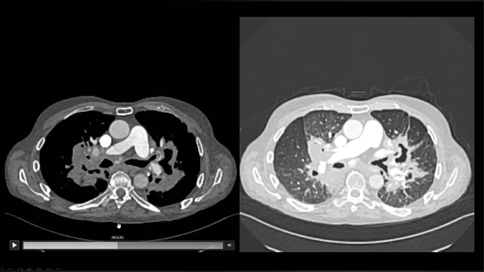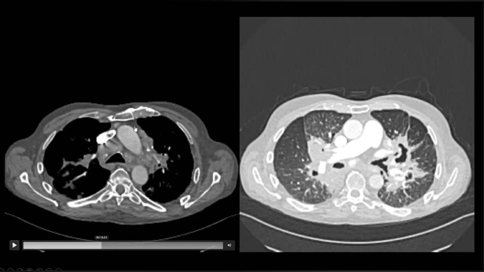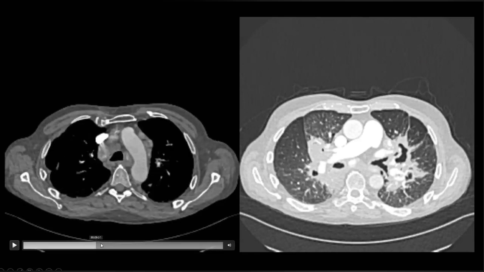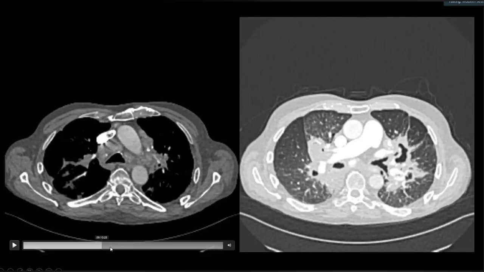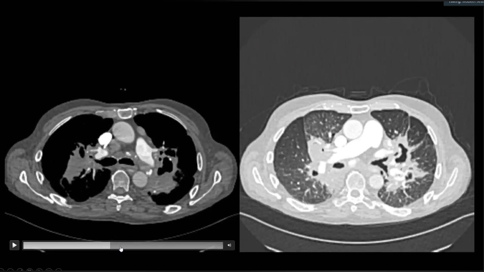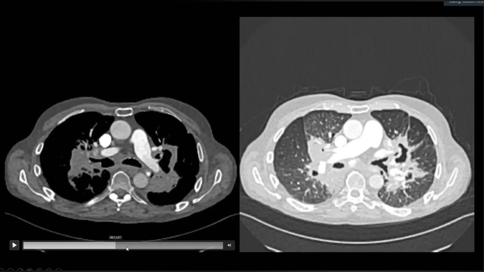In fibrosing mediastinitis, you would see fibrosis in the anterior mediastinum over here. Look at the fat over here. The fat is completely clear. There is no thickening of the mediastinal pleura. Even the mediastinum over here is clear fat signal. So this is not fibrosing mediastinitis.